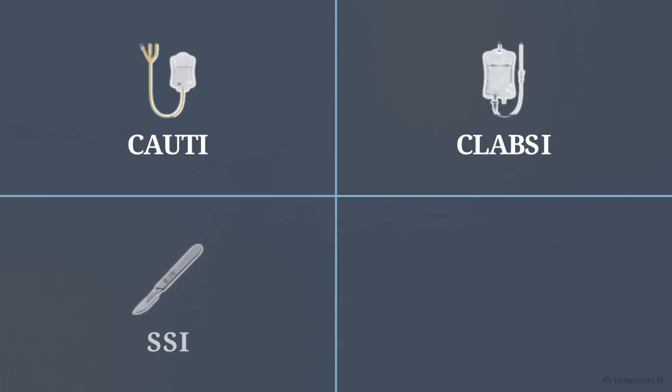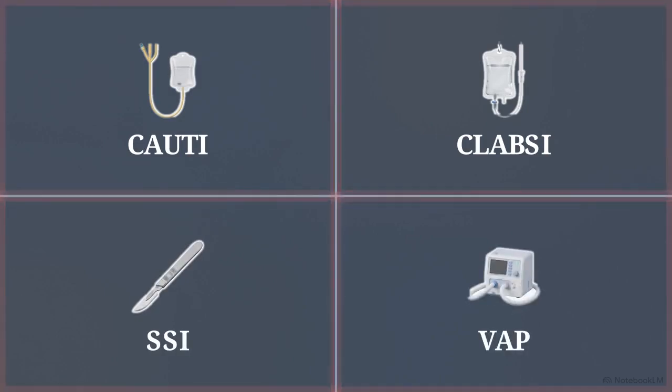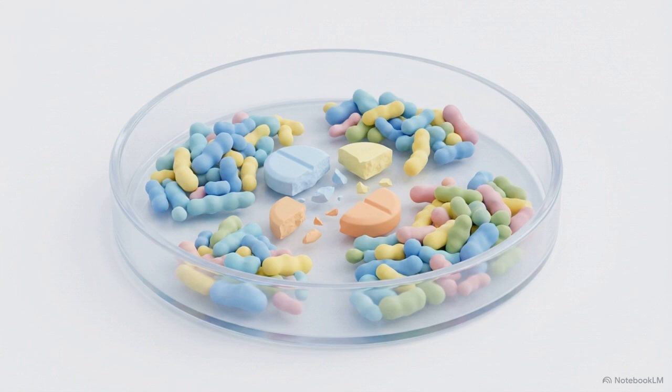When these protocols are not followed, patients acquire new infections. The 4 major hospital-acquired infections are CAUTIs, CLABSIs, surgical site infections, and ventilator-associated pneumonia. These failures, combined with poor antibiotic stewardship, drive the rise of antimicrobial resistance across the population.